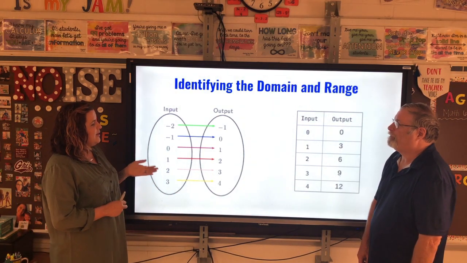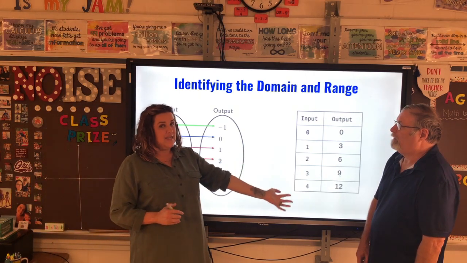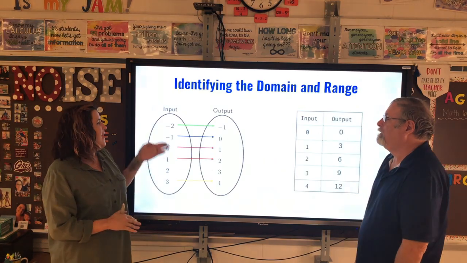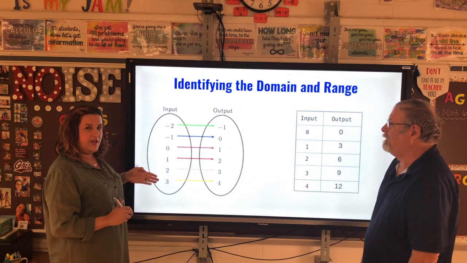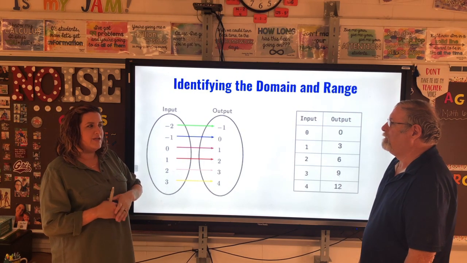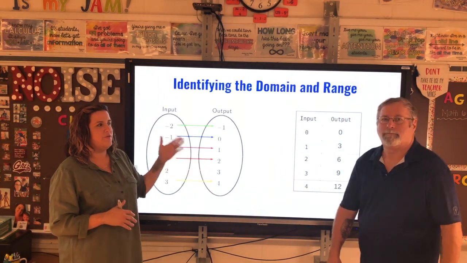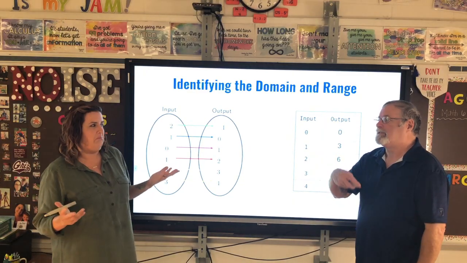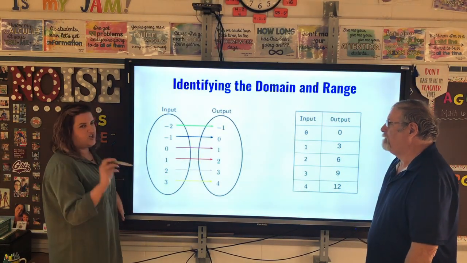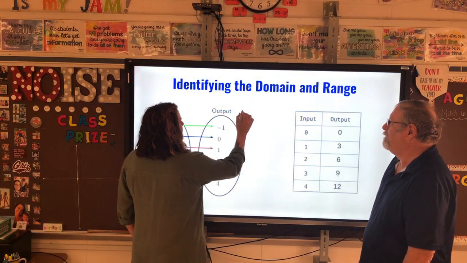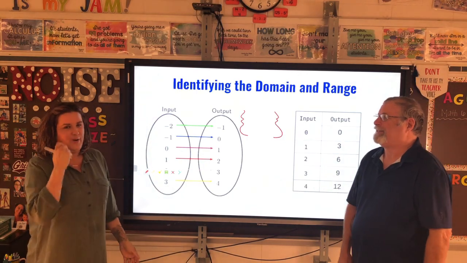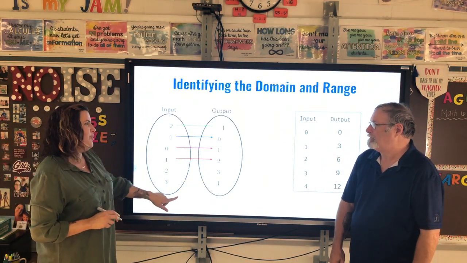So if I have an input-output circle or an input-output table, again, if I'm listing the domain, I'm writing down the x values from least to greatest. If I'm listing the range, I do the y values from least to greatest. Always least to greatest, always ascending. And you put them in little fancy braces. Are they called braces?